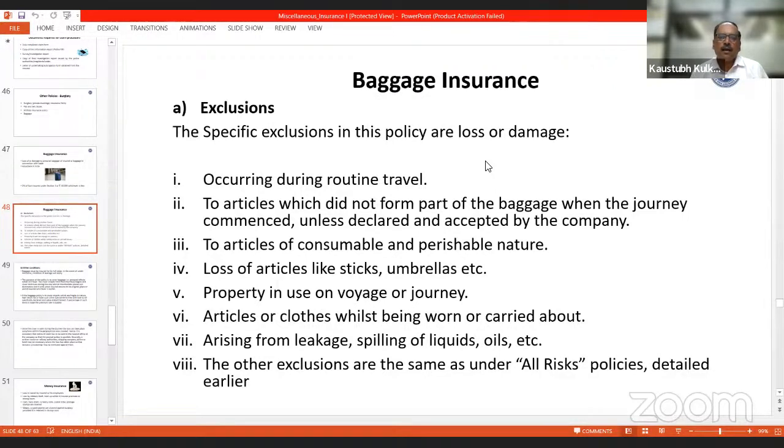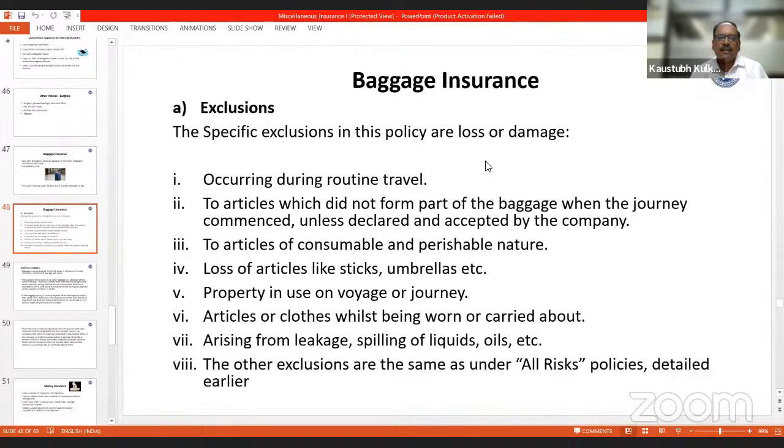So baggage has to be accompanied baggage, and apart from the accompanied baggage, the articles are to be described at the time of taking the insurance. Loss of articles like sticks and umbrellas is not covered because these are easily damaged, or these are easy items that can be stolen. So in case of baggage, we are not covering sticks and umbrellas. Apart from that, cameras or handycams are also not covered. Property in use on voyage or journey, that is, the property which is in use at the time of journey, is the next exclusion.